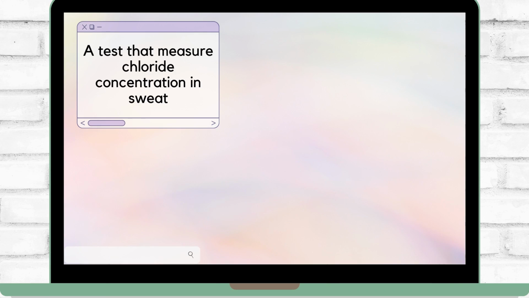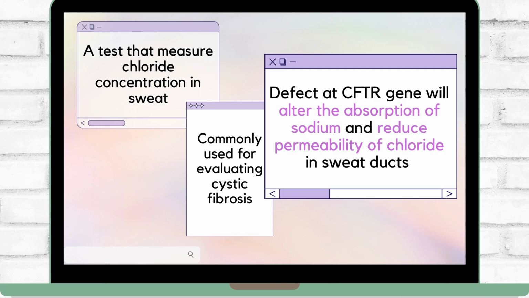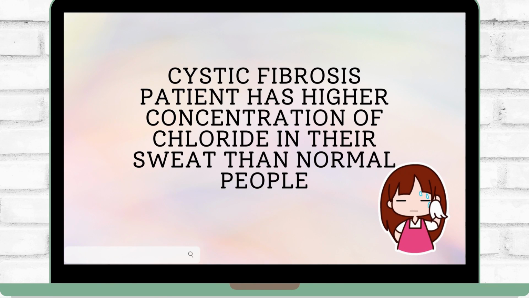Sweat chloride test is a test done by measuring the amount of chloride concentration in sweat. It is commonly used to evaluate cystic fibrosis. This is because patients with cystic fibrosis have a defect in the CFTR gene which causes an alteration in absorption of sodium, which then reduces the permeability of chloride in sweat ducts. This condition leads patients with cystic fibrosis to have a higher concentration of chloride in their sweat compared to normal people.